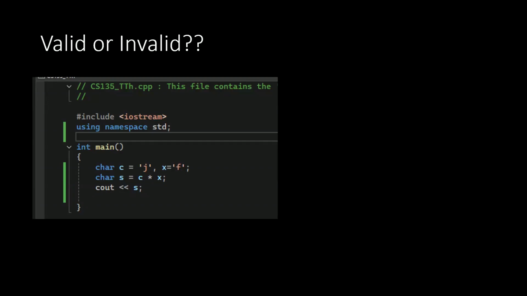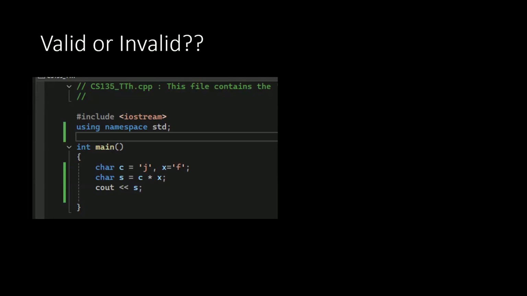So can you tell me if this is a valid or an invalid operation? Here I have two characters, J and F, and then I have stored those characters into two variables, c and x. And then I am doing a multiplication of those two variables and storing the result into another character, s. Now, if I try to print s, what will I get?